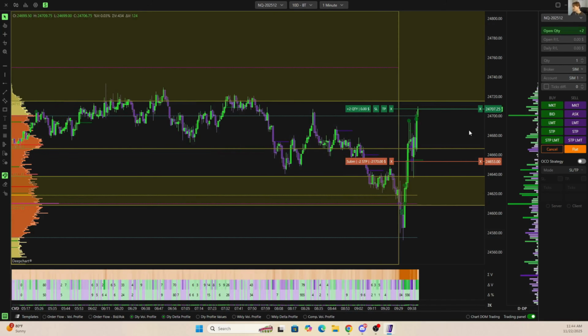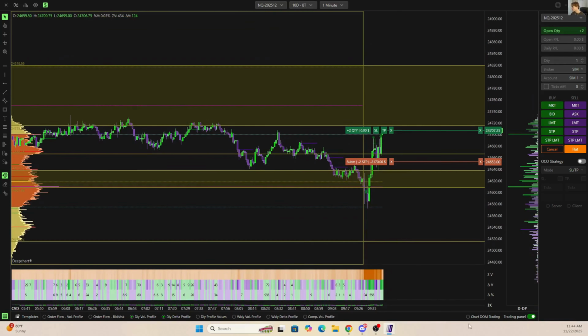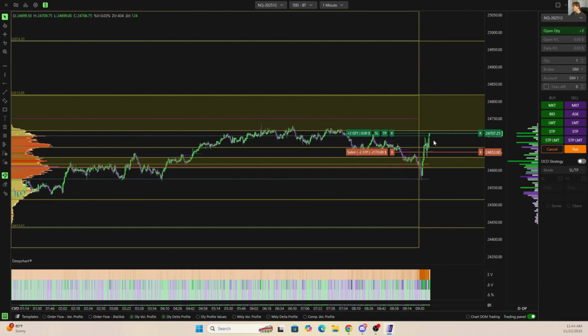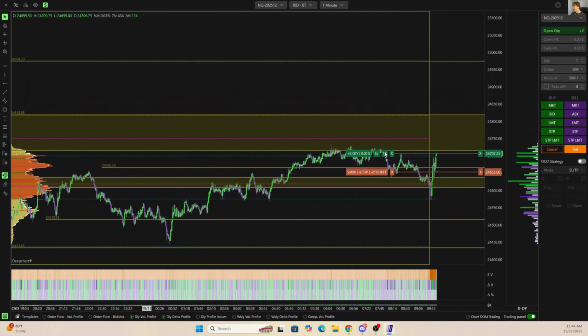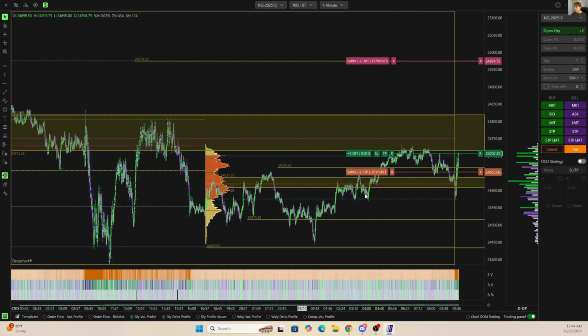Like this. Now you're saying that's a relatively wide stop. Well, if our final target is the value area high of the weekly profile, this is a 5-to-1 risk to reward. So we like these odds.